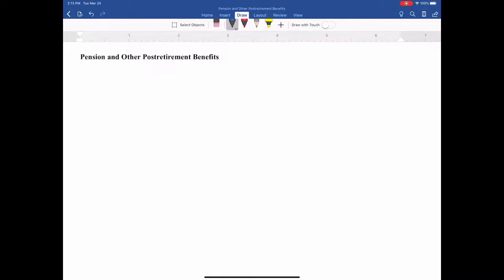Pension and other post-retirement benefits. In this part, I'm going to introduce two major post-retirement benefits. One is defined contribution plan, which is very popular nowadays. The well-known example is 401k.